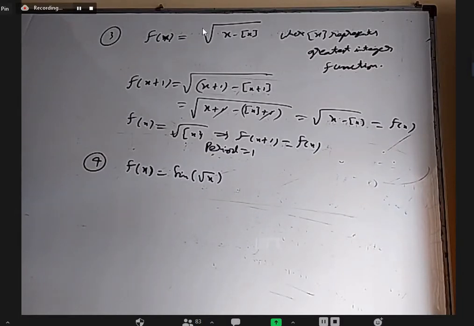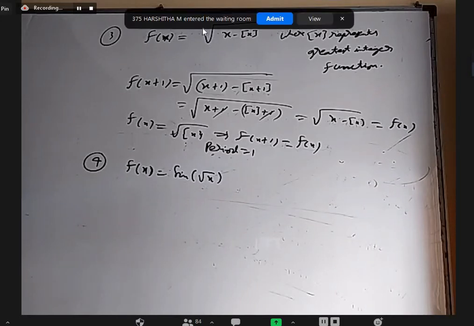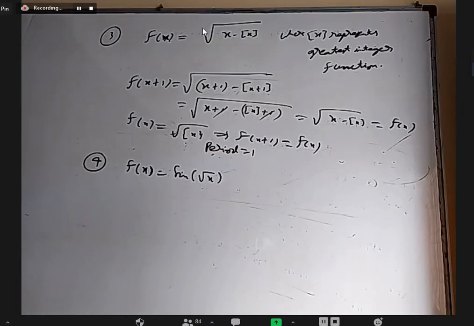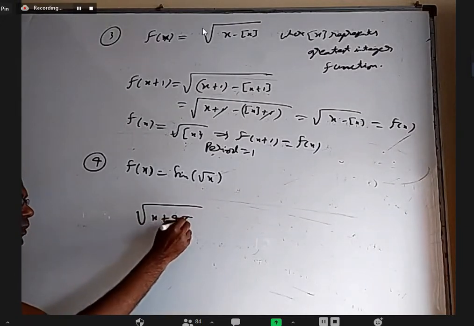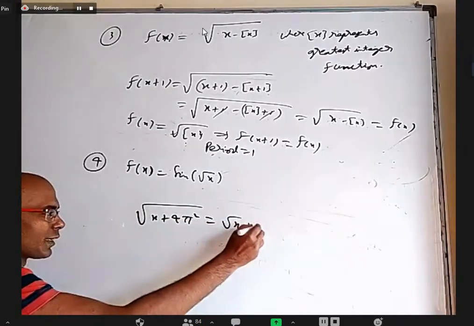Okay, fourth question. Anybody want to comment about the periodicity of that function? So 4 pi square. That is because you are thinking when you replace x with x plus 4 pi square, root of 4 pi square is 2 pi. But unfortunately, root of x plus 4 pi square is not root x plus 2 pi.